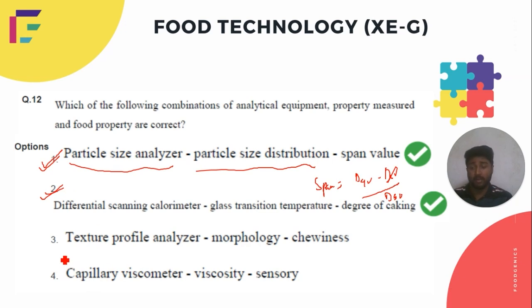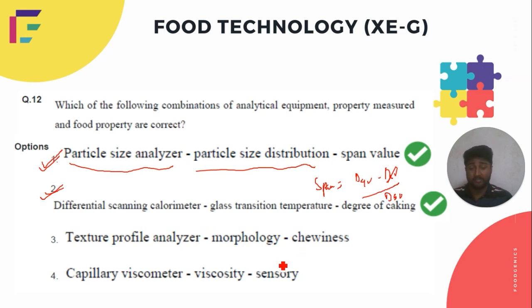Now the next option is texture profile analyzer. Here the texture profile analyzer mainly gives us information about the texture and some of the rheological properties.